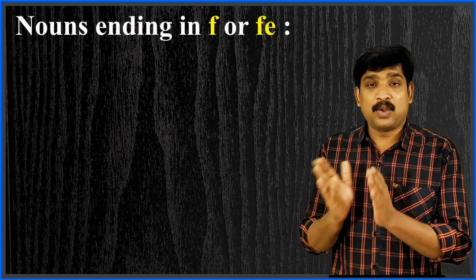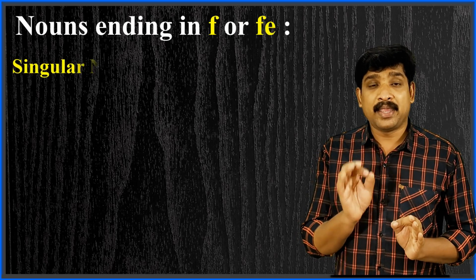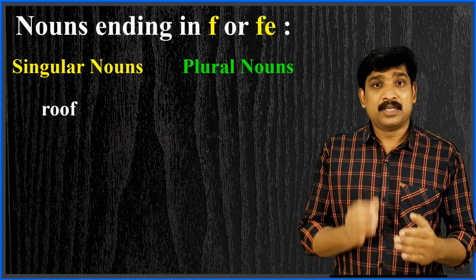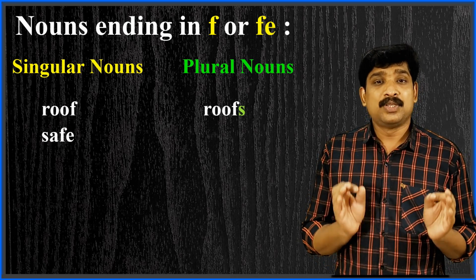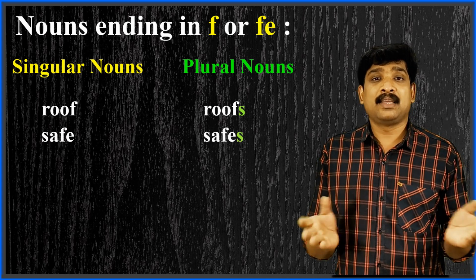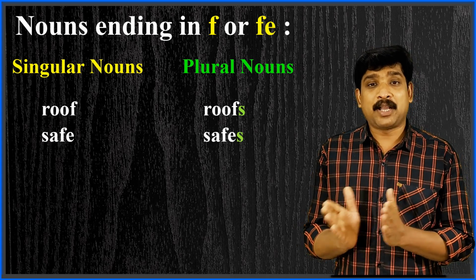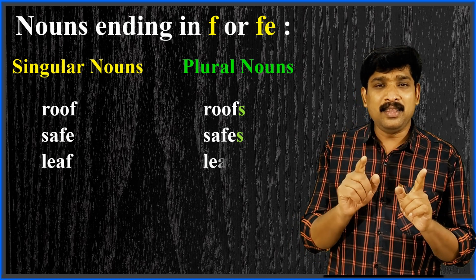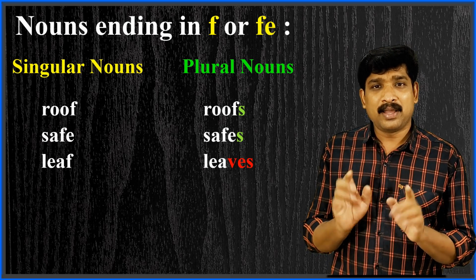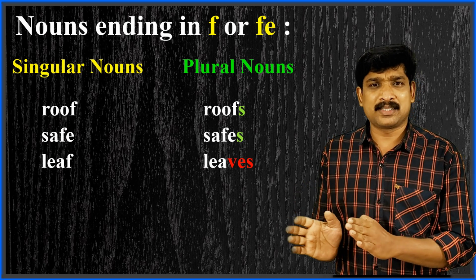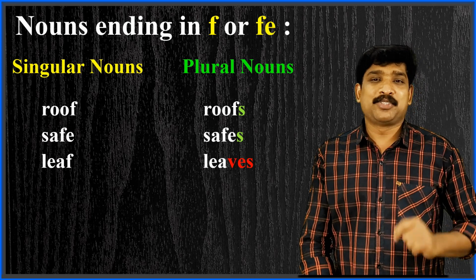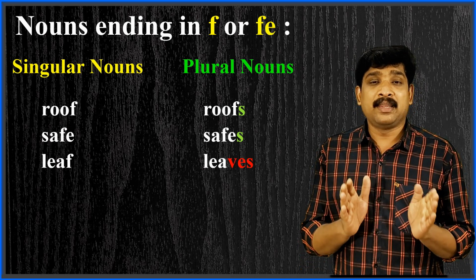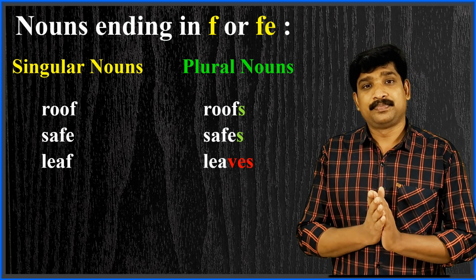Let us move on to the other rules. Moving on to the nouns ending in F or FE. For example, roof becomes roofs. Safe becomes safes. So you simply add an S. Then we have leaf. That becomes leaves. Wait a minute. What happened? Leaf, LEAF, and it becomes LEAVES. Oh yes, sometimes in English, a word ending in F becomes a word ending VES in plural.